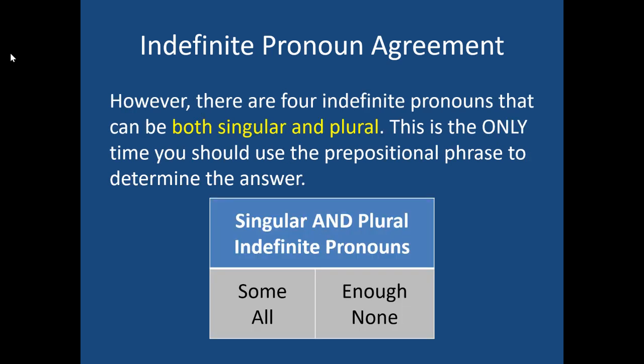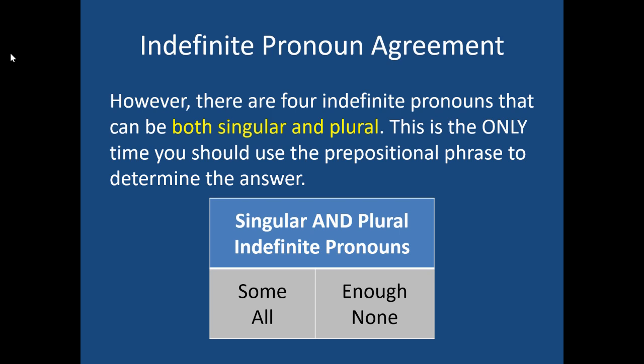However, there are four indefinite pronouns that could be singular or plural, depending on how they're actually used. So, this is the only time you actually will find that the prepositional phrase is necessary to determine the answer. Those four pronouns are some, all, enough, and none. When we come across one of these four, we have to really look closely at the sentence and find the prep phrase to figure out whether it's trying to be singular or plural, depending on how it's used.